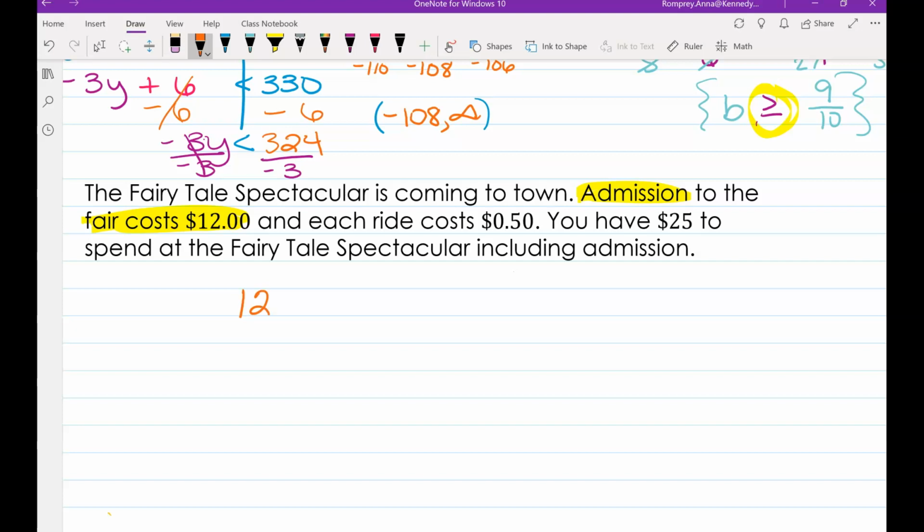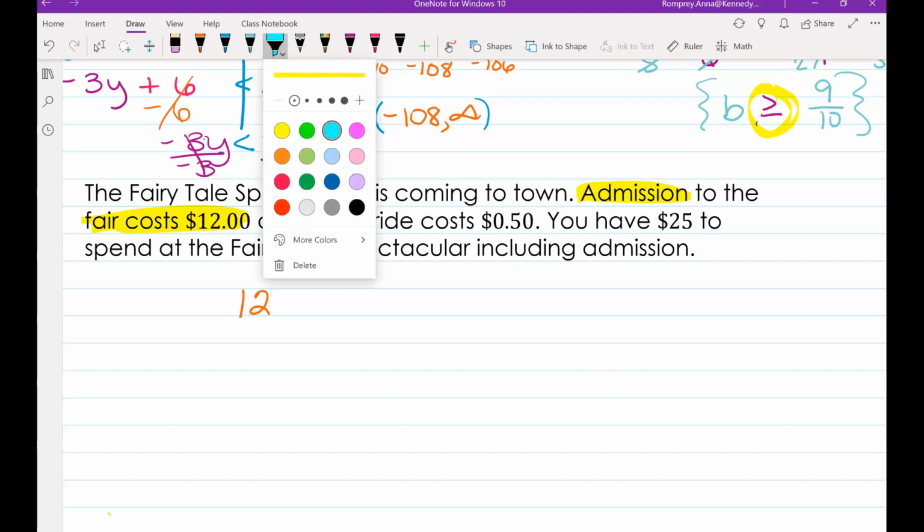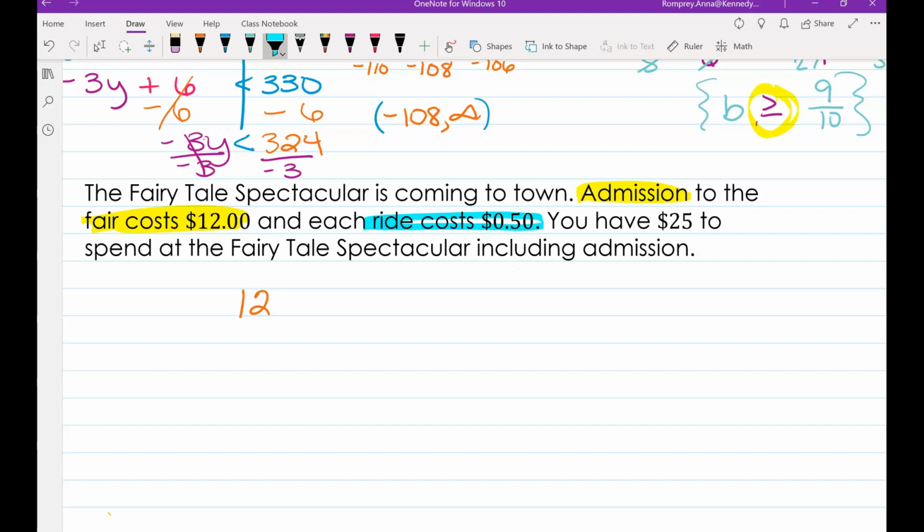All right, now what else do we have? Each ride costs 50 cents. Okay, so we're already spending $12. What else are we going to spend? 50 cents. Am I just spending 50 cents one time? 2 times? Who knows how many times? So how do I represent that? Each what? Each ride. So that each tells me I am going to multiply, because it's 50 cents per ride. All right, and we have $25 to spend. So equals 25. Sound good?